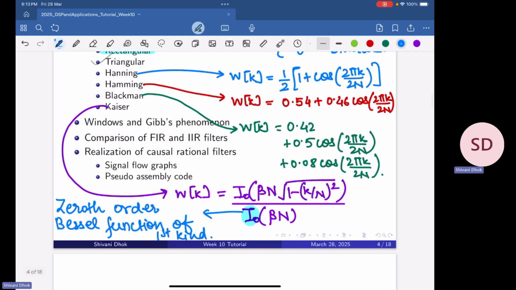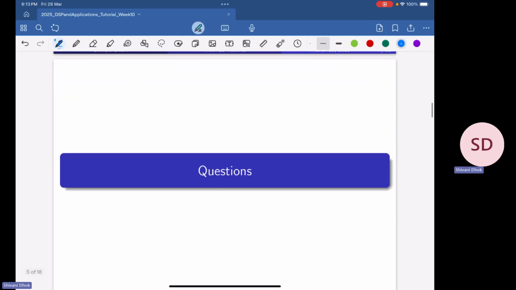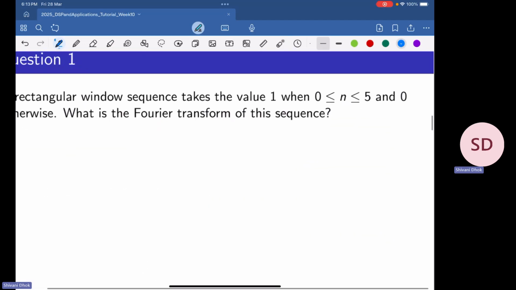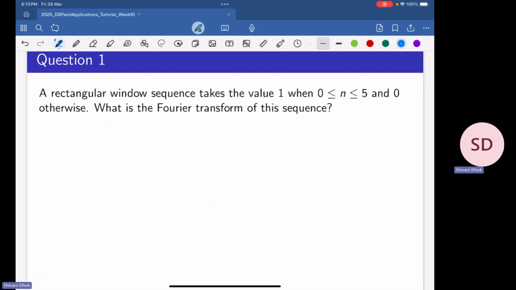Okay, if there are no questions, then let me move on to the sample questions or solving questions that I have planned to cover today. Okay, let's start with the first question. The first question says that a rectangular window sequence takes value 1 between little n between 0 and 5, and it is 0 otherwise. What is the Fourier transform of this signal?